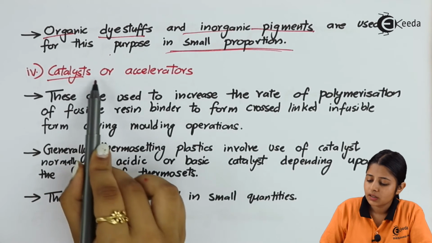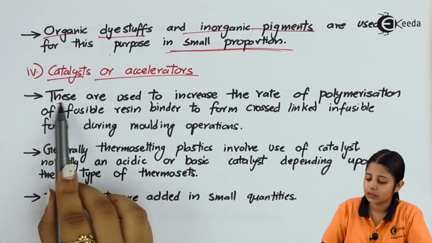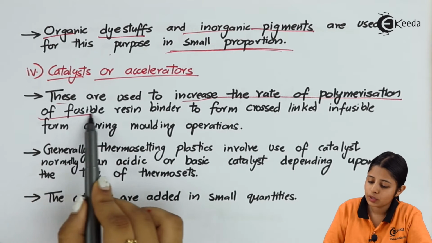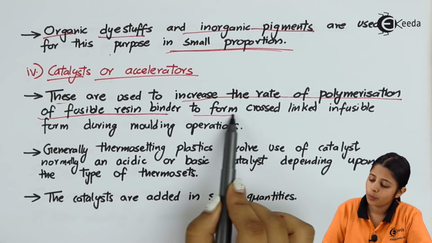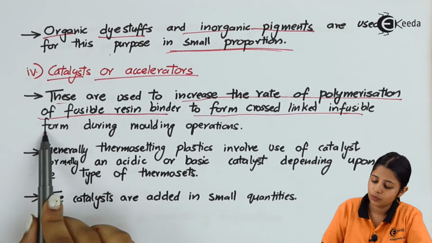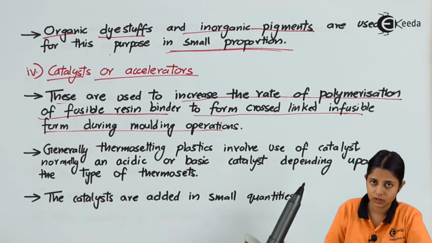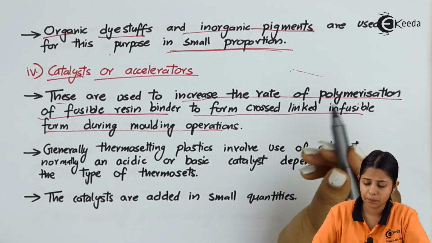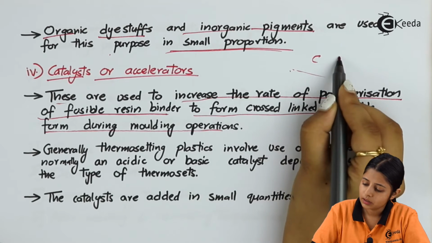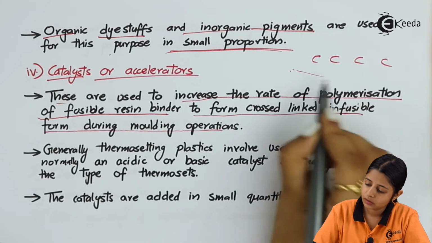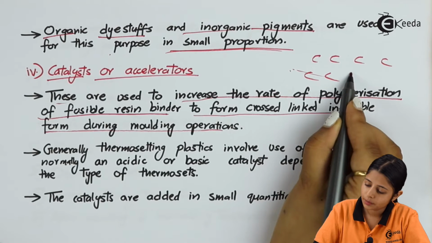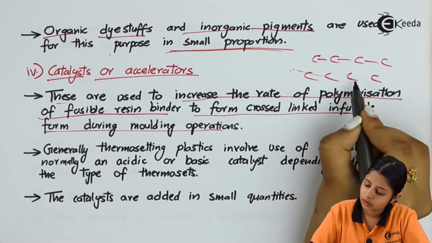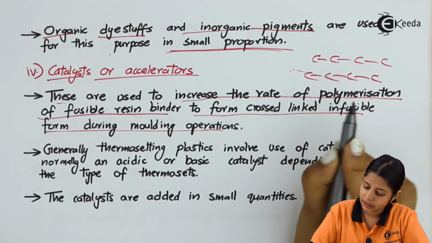Point number 4, catalysts or accelerators. These are used to increase the rate of polymerization of fusible resin binder to form cross-linked infusible material formed during molding operations. What does this entire statement mean? If I am making a plastic, this plastic is made up of carbons. So I'll just draw different carbons, and these carbons are in linear chains. This is nothing but my resin.